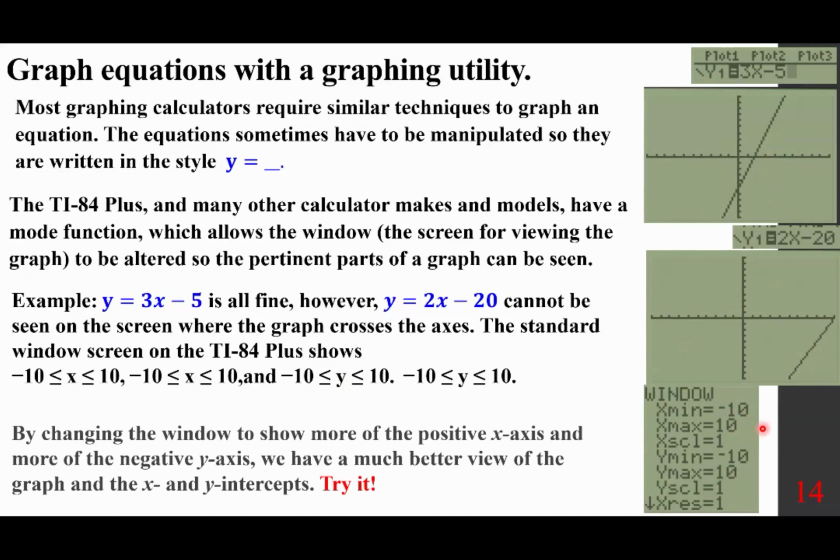So what I want you to do, by changing the windows to show more of the positive x-axis and more of the negative y-axis, is get a much better view of the graph and x and y coordinates. I highly recommend you try this, everybody. Okay.